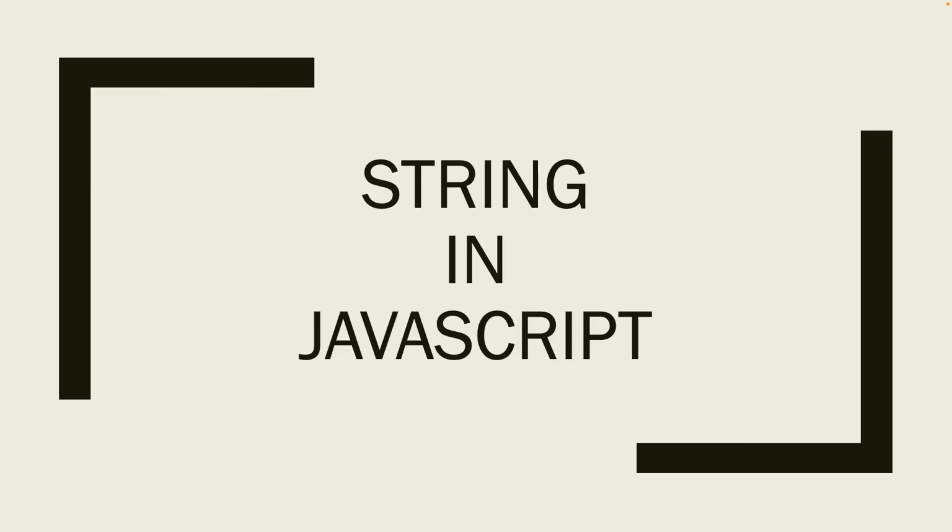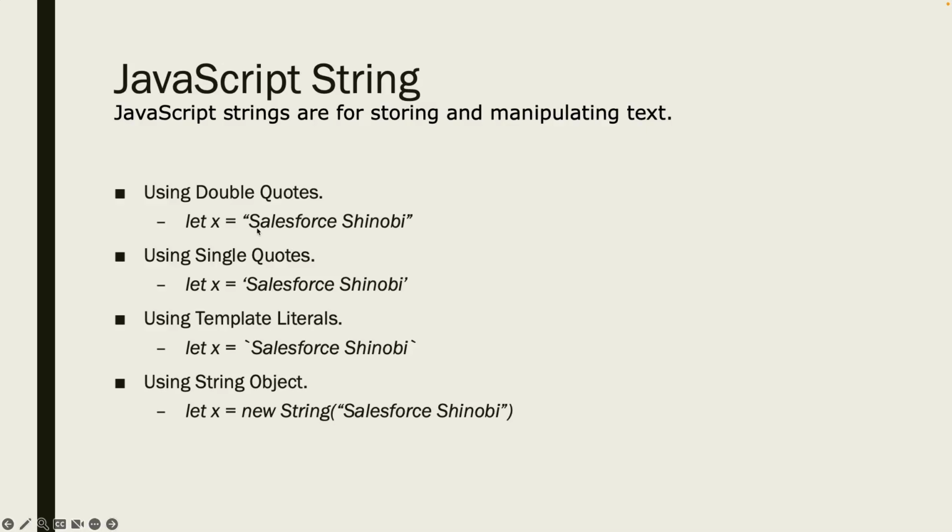So it is one of the most important topics in JavaScript. So what is a string? A string is nothing but a combination of characters. In JavaScript strings, we can store and manipulate those characters, or we can simply say the text.